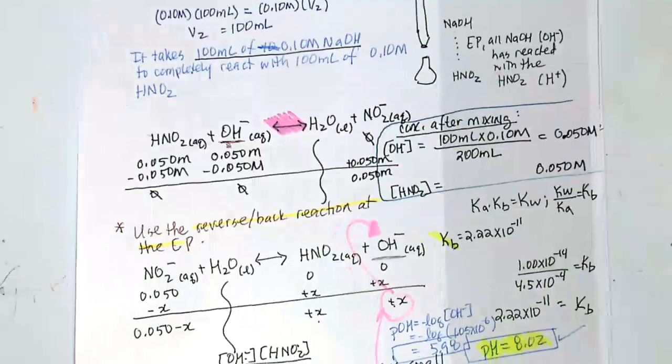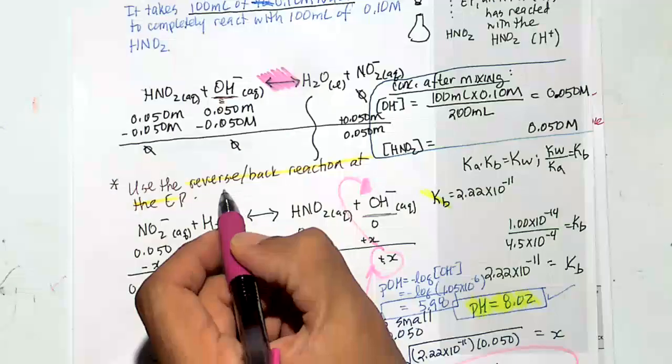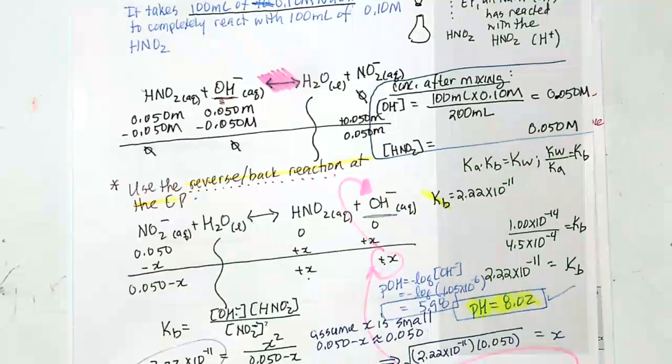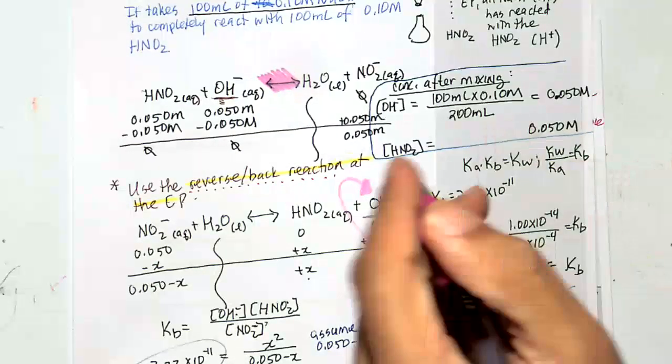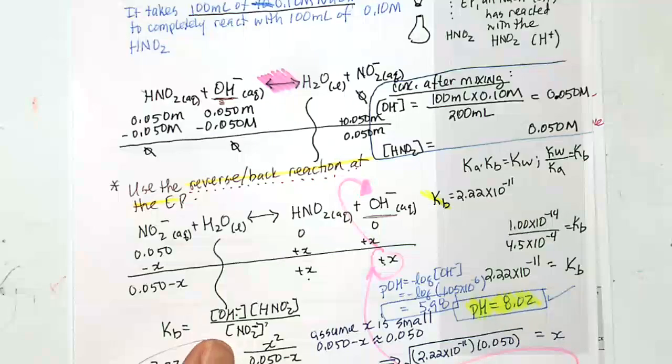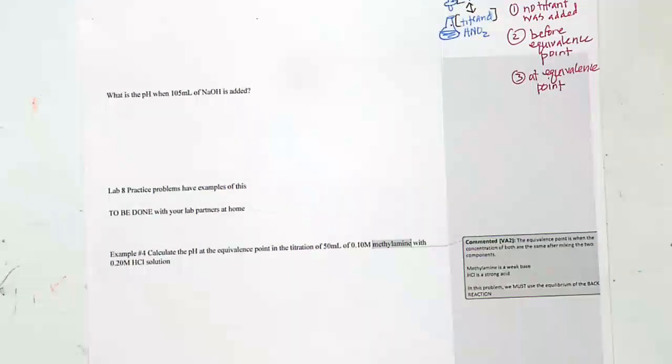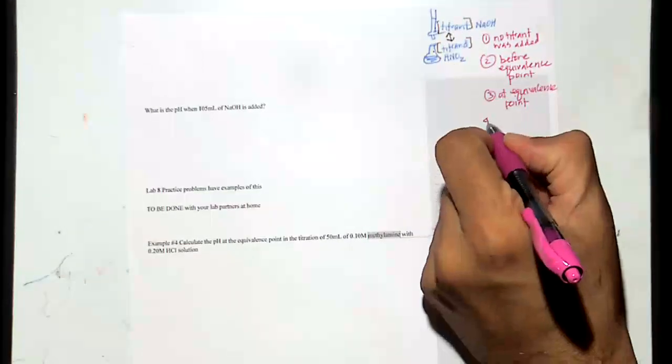8.02. Okay, what do we have to do special at the equivalence point? What do we have to use? Not the forward reaction, but the what reaction? The reverse reaction. Okay, so remember to do that for the test. All right, and now we will complete this window of the titration.